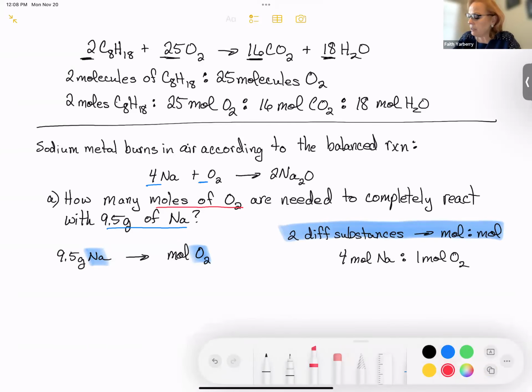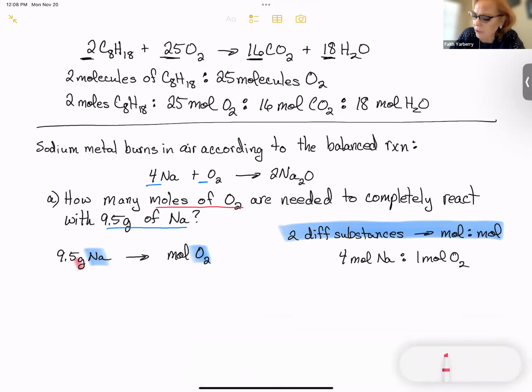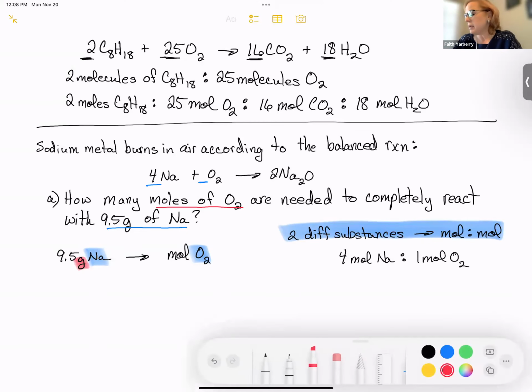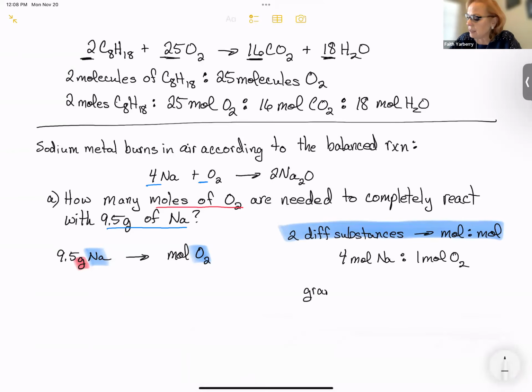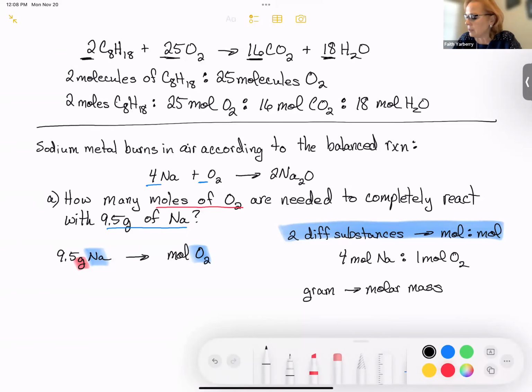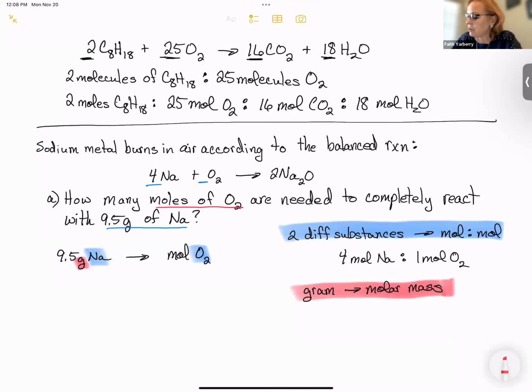The next thing I'm going to look at is what I was starting with. I'm starting with grams. Anytime we're starting with grams, that means that we're going to need the molar mass. The molar mass of sodium is 22.99 grams of sodium is equal to 1 mole of sodium.